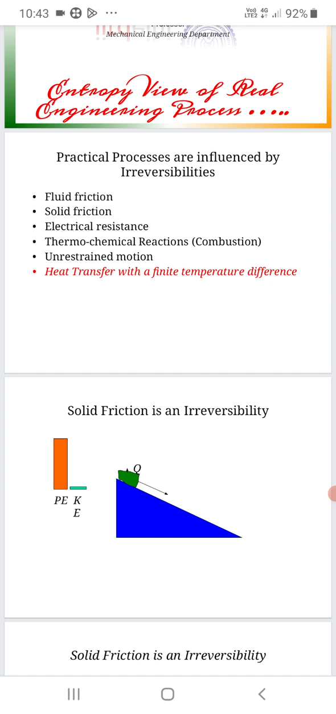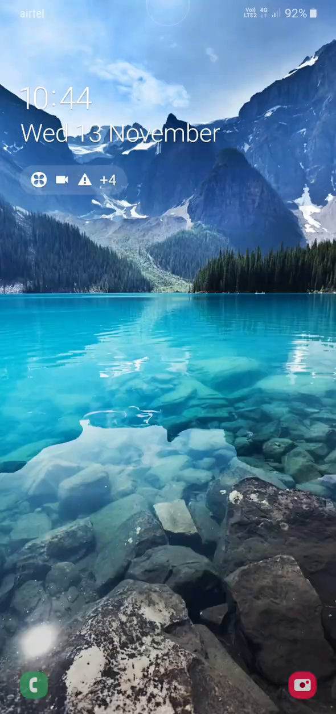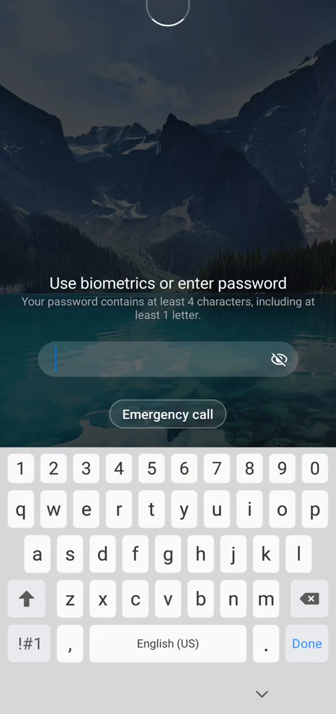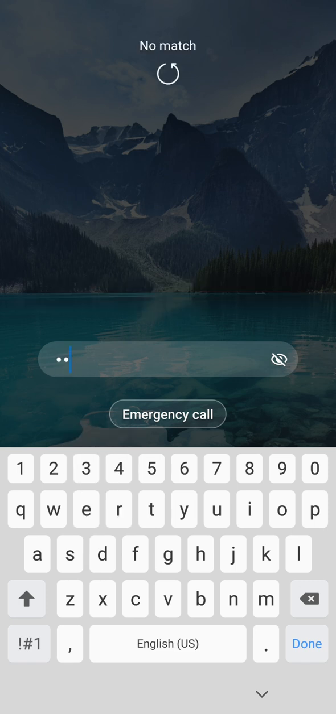So entropy is a measure of molecular disorder. It means there will be a change in the pressure, temperature or volume. So the change in entropy of a gas we can measure in the form of pressure and temperature, relating volume and temperature, or pressure and temperature. By relating these, we can find the change in entropy.